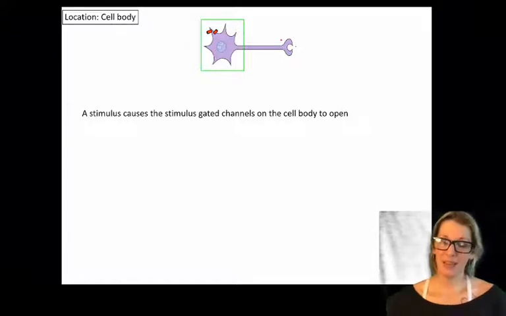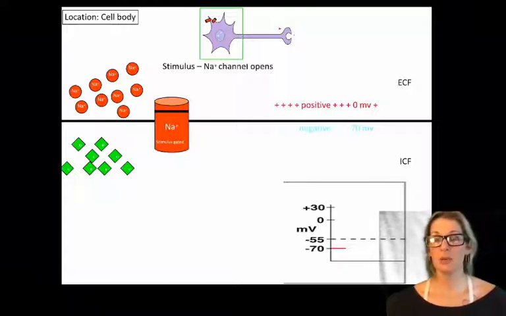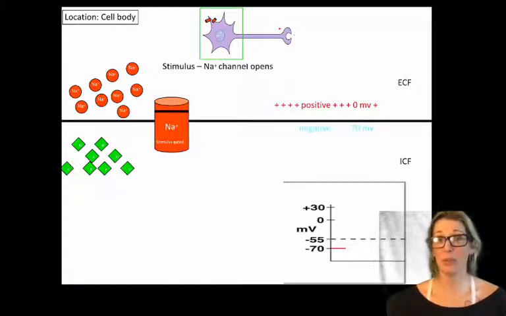Stimulus, something, causes those channels to open. So our stimulus-gated sodium channels open in response to a stimulus. The primary stimulus that we've talked about is neurotransmitters, and that is a key stimulus, probably the key stimulus. But we'll talk about some others later as we dig deeper. So stimulus causes those stimulus-gated sodium channels to open.